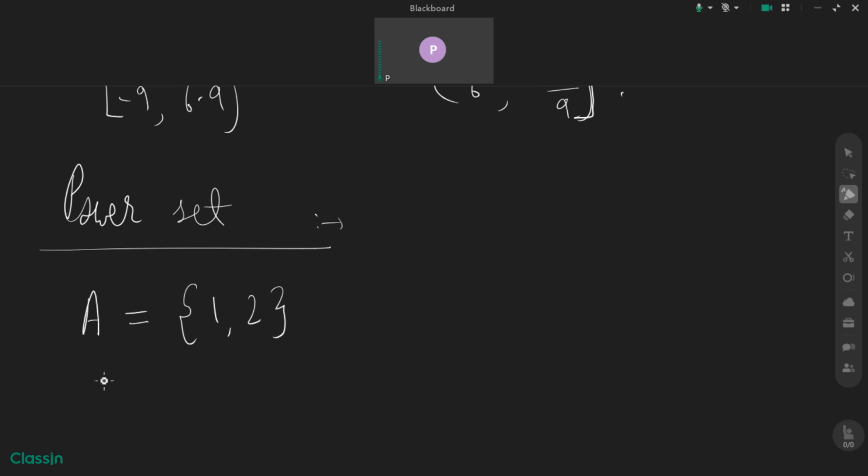Let us find all the subsets of the set. If I want to find the subsets, I know first that the empty set is a subset of every set. Second, A itself will be a subset of itself, because every set is a subset of itself. Now we will find some proper subsets. Apart from these two, all other subsets will be proper subsets. From them, we have {1} and {2}, and there will be no other subset of the elements of this set. So these are the total subsets that we can form from this set.